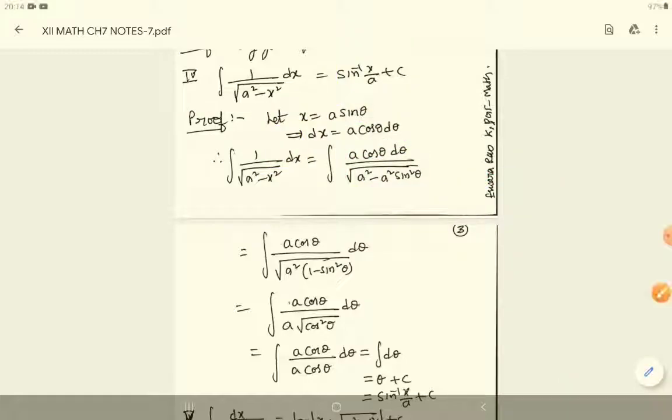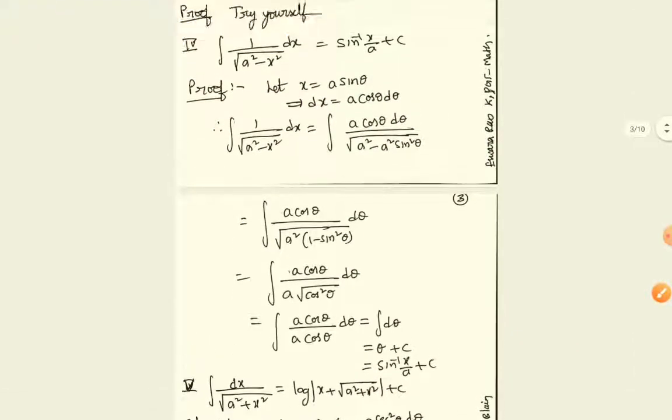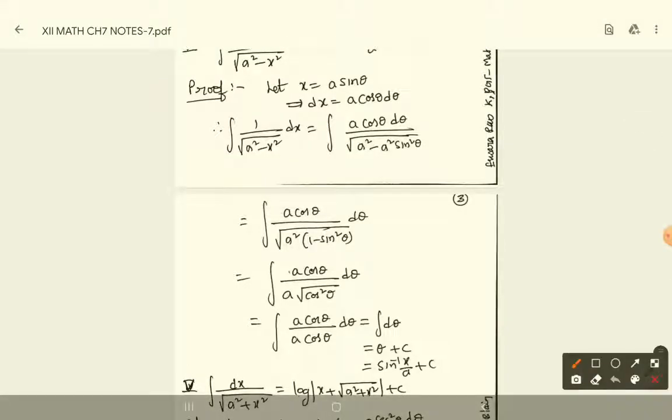then what will happen next? Look, it will be a cos theta d theta divided by root over a square is common in this, a square into 1 minus sin square theta. You know very well 1 minus sin square theta is cos square theta. So I have written that 1 minus sin square theta as cos square theta, then cos square theta square root is cos theta, then a cos theta cancel, integration of d theta left.